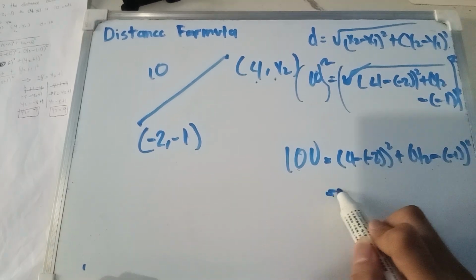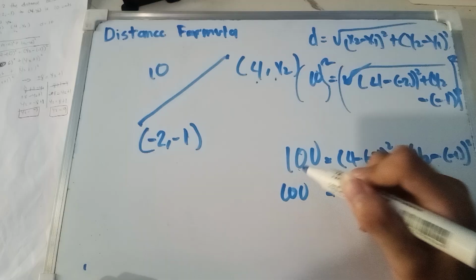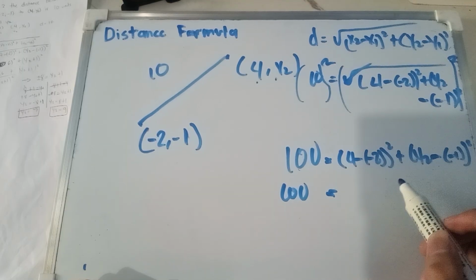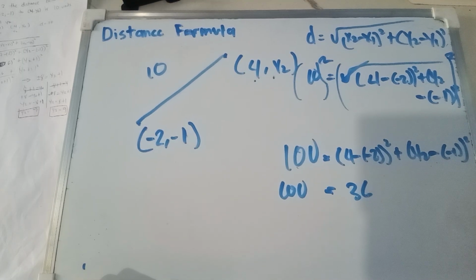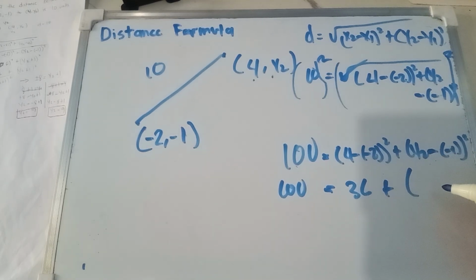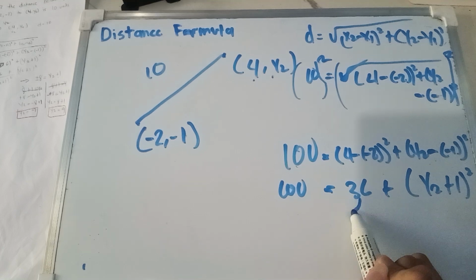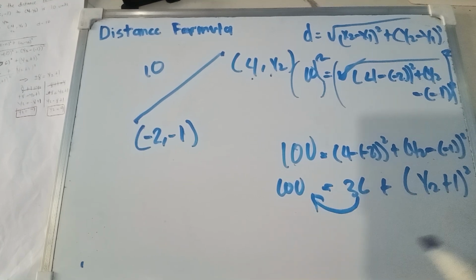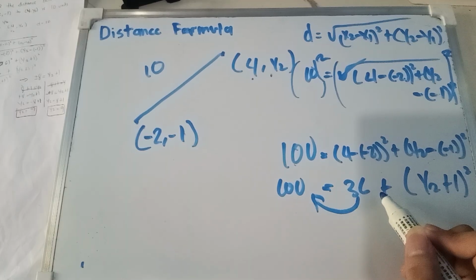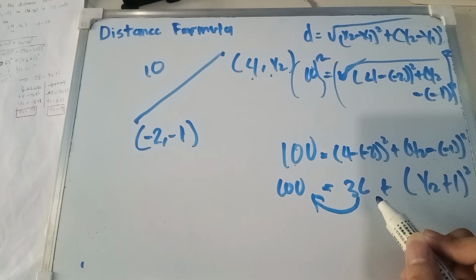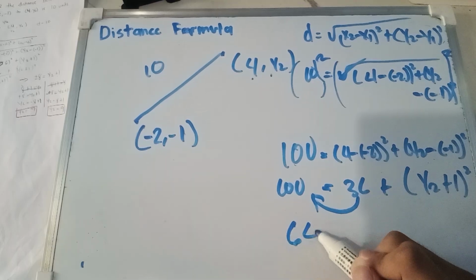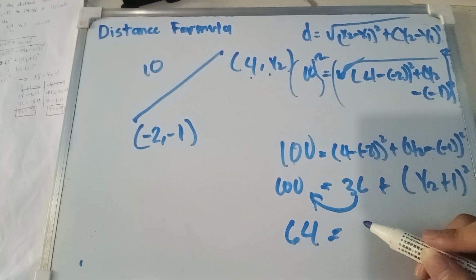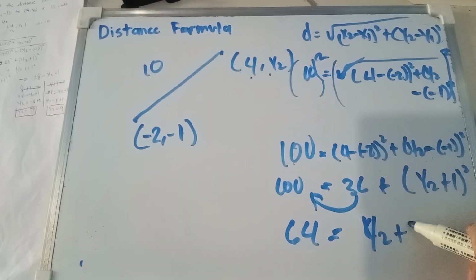Now, let's solve this right here. So 4 minus negative 2 is 6, squared. 6 squared, that is 36, plus y sub 2 minus negative 1, or just y sub 2 plus 1, squared. So we can't operate here, so we leave it like that. Now for 100, we move 36 to the left side. Positive 36 will become negative 36. And 100 minus 36, that is 64, equal to y sub 2 plus 1 squared.